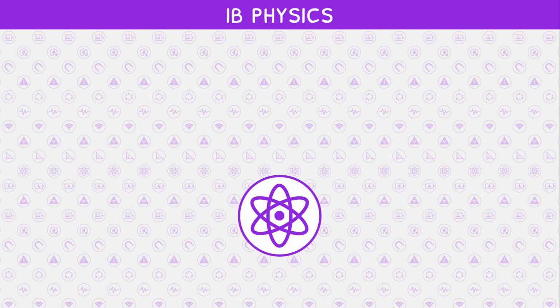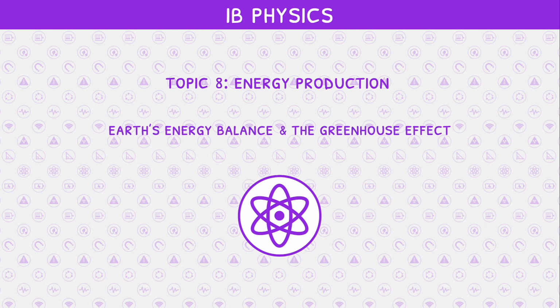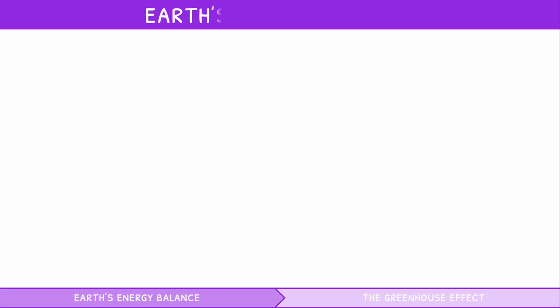This is the third and final video in our IB Physics Topic 8 video series, Energy Production, where we will be looking at Earth's energy balance and the greenhouse effect. Make sure to watch our previous IB Physics Topic 7 video series, as this video builds on the content covered there. In the IB Physics exam, you could be asked to use laws of thermal energy transfer to describe Earth's energy balance. Let's look at this now.